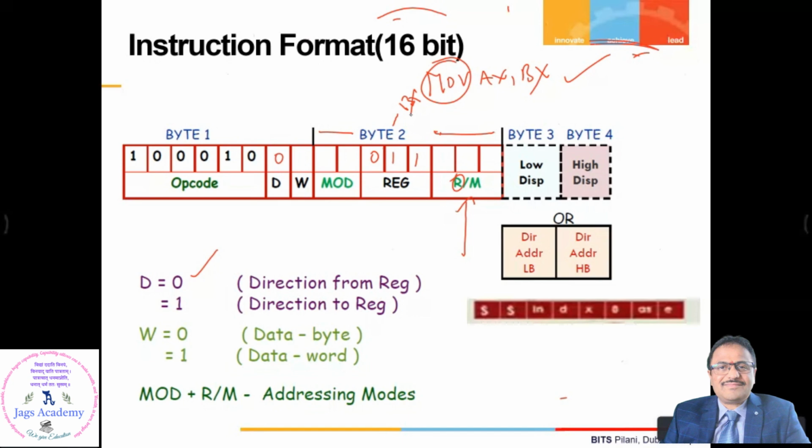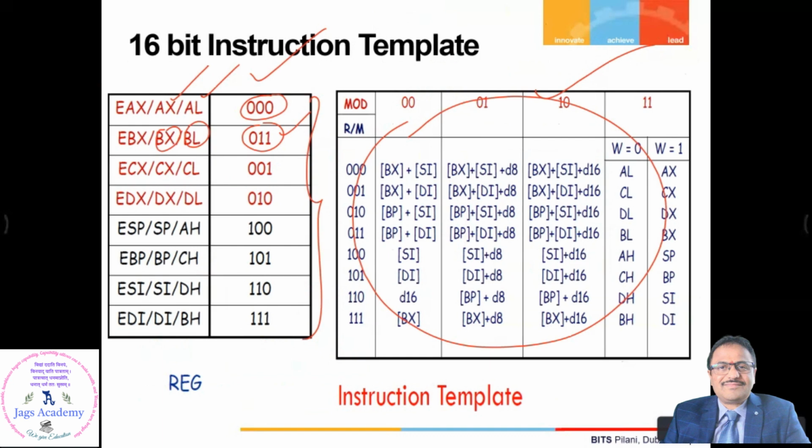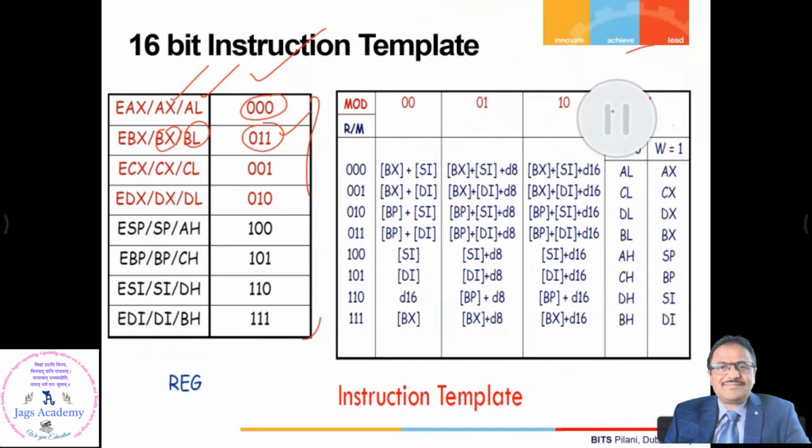Where is the data going? Data is going to another register, that is this register, and the mode. These two will come from this table. I'll go back to this table. See here, R by M. These are all memory, right? These are all memory.